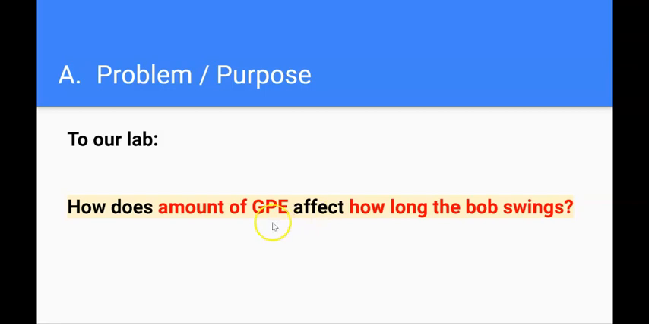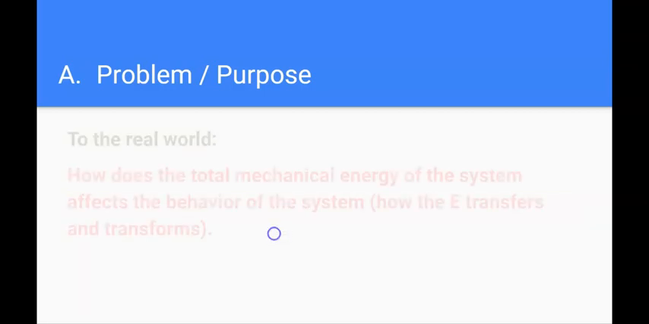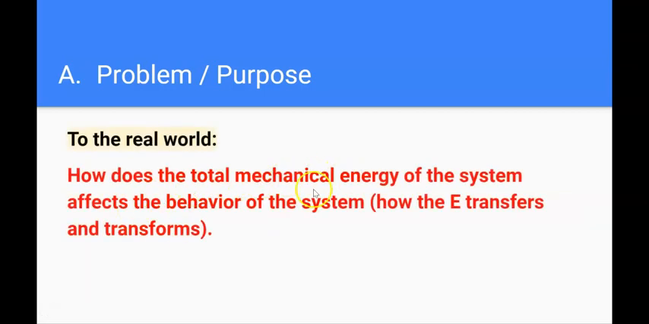However, please note that a swinging pendulum that we used in lab is supposed to represent any scenario in the real world, which is how does the total mechanical energy of the system affect the behavior of the system? In other words, how will the energy transfer and transform as the system is being used? So this is applying the purpose of our lab to the real world.